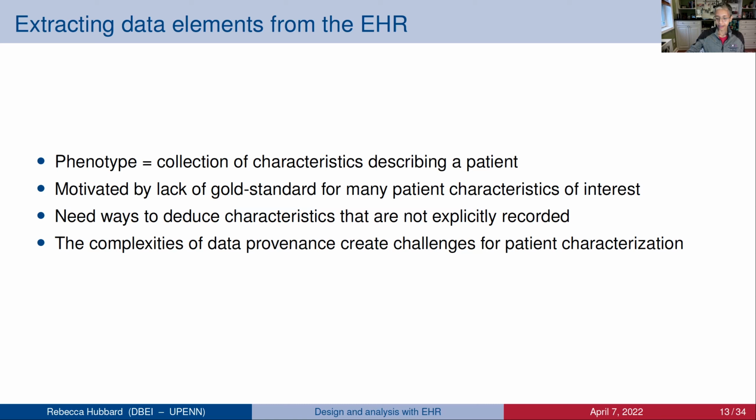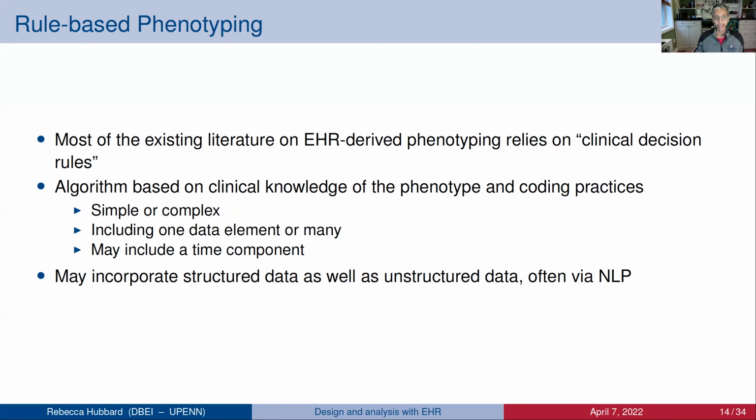However, because of the heterogeneity of the interactions between patients and the healthcare system and the complexities of that data provenance process, we're going to have really irregular data that's different across each patient available. So it takes a little bit of finesse to get valid measures out of the EHR. Most commonly, this process of EHR-based phenotyping relies on what's called clinical decision rules. Clinical decision rules is a really, really simple approach to phenotyping that basically says we're just going to use expert knowledge of the condition and how it's coded and come up with a deterministic algorithm that classifies patients according to whether or not they have a particular set of codes or other data elements recorded.